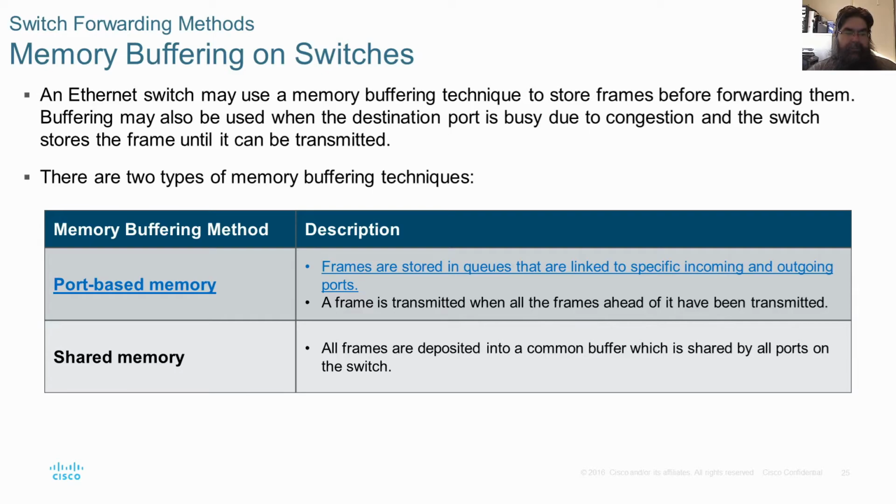The other type is shared memory, where all the frames, on a first in, first out basis, arrive at and use a common pool of memory for buffering for all ports. Whereas under port-based, each queue has an assigned memory size. So even if there's no traffic coming in on a particular port, it still has memory assigned for buffering on that port.